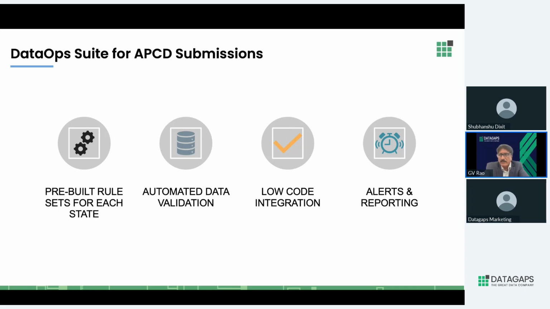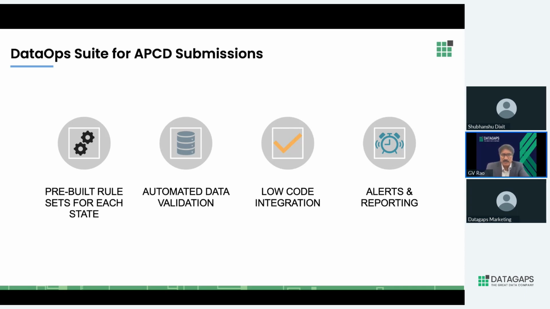So in summary, you have pre-built rule sets for each state in the DataOps Suite, which helps automate the data validation by bringing in data from different systems just through a low-code integration and giving you alerts and showing you reports that you can go ahead, validate, and submit.